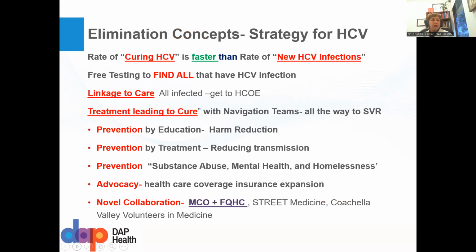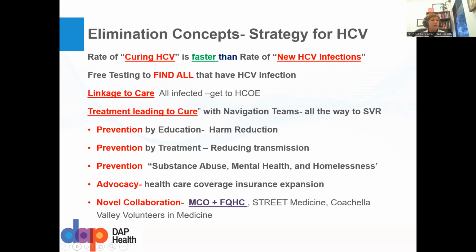So the elimination concepts were based on population: if we could find that curing hepatitis C was faster than the rate of new infections, and if we found everyone that had hepatitis C and linked them to care at the Hepatitis C Center for Excellence, and to treatment leading to cure with navigation teams all the way to SVR, we could probably put a dent in this pandemic. Of course, other strategies had to continue, such as prevention by education, harm reduction, treatment reducing transmission, and other advocacy that Brian talked about.